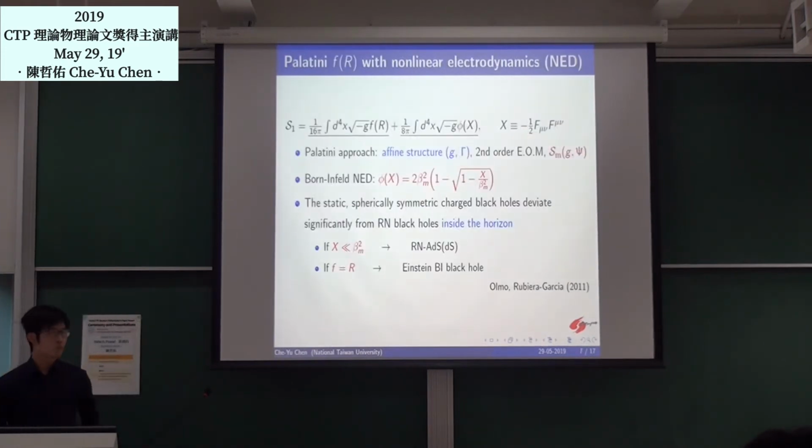So in this paper, we consider two kinds of gravity theories. The first one is f(R) gravity coupled with nonlinear Born-Infeld nonlinear electromagnetic fields. And we use the Palatini variational principle in such a way that the theory is varied with respect to the physical metric and then the affine connection independently.